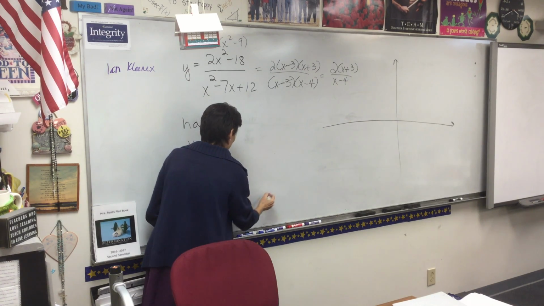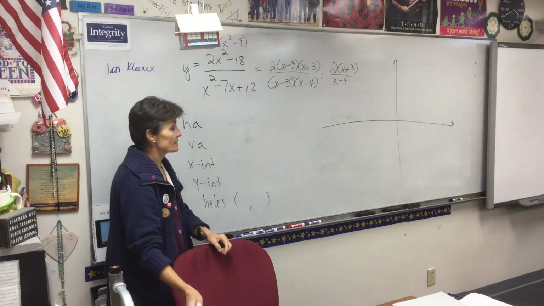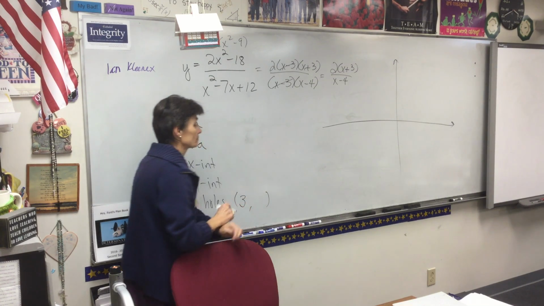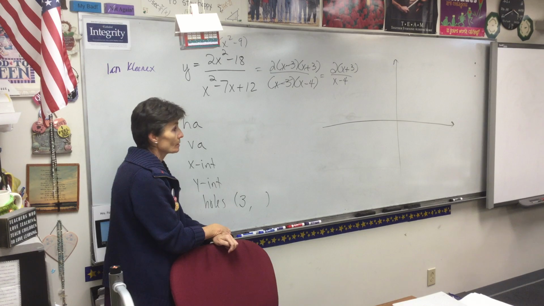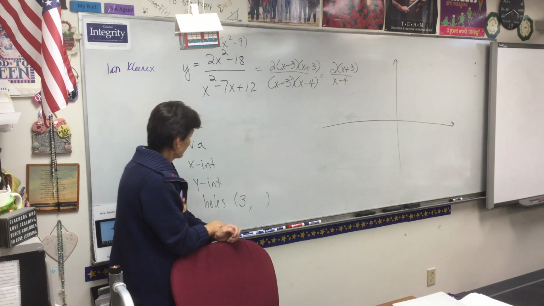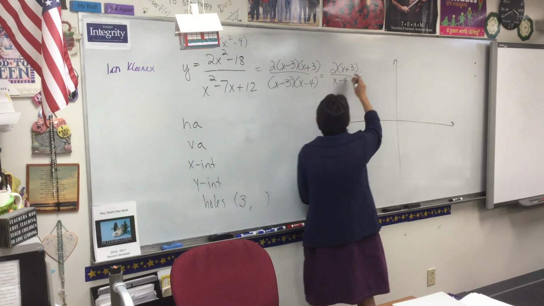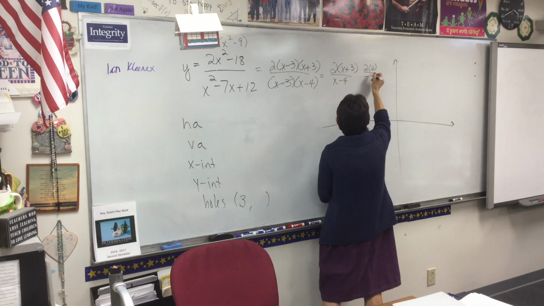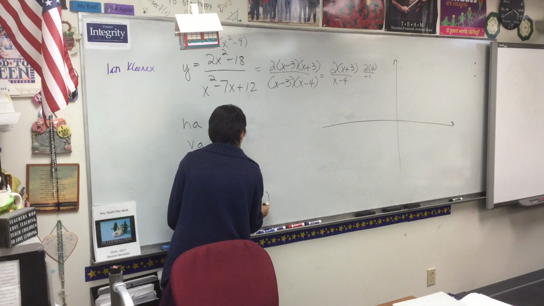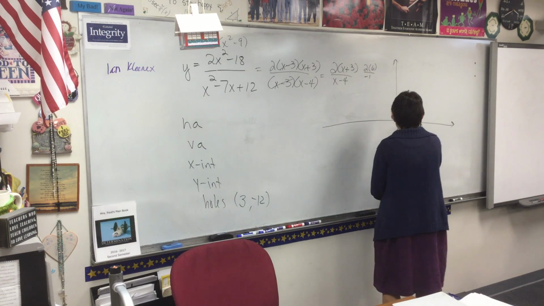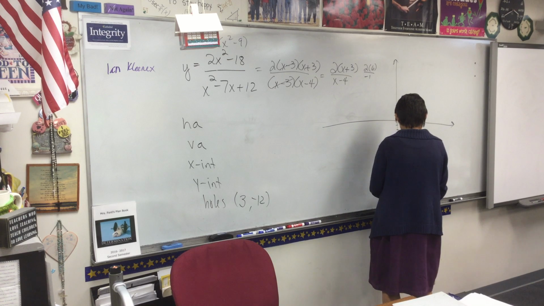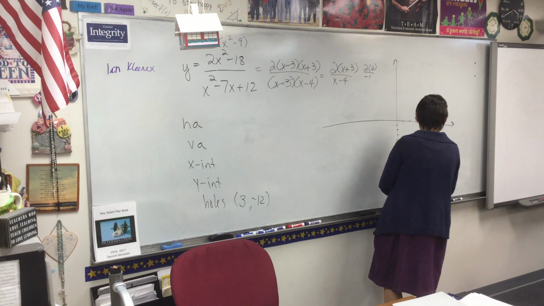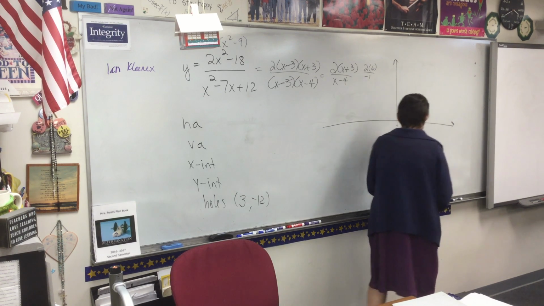Which means we're going to have a hole, right? And where is that hole going to be? It's going to have x equals 3. And how do I find y? Plug in 3 for x. So that will be 2 times 6 over negative 1. Did you get negative 12? Yep. So we have a hole at (3, -12), okay.